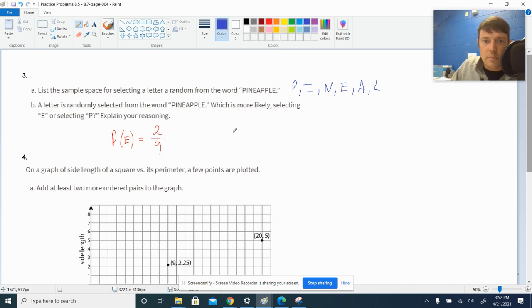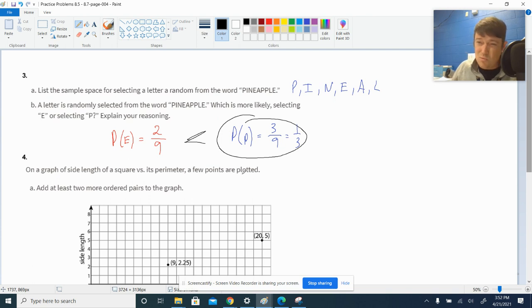Let's look at the probability that we pull out a P from this sucker. Okay. Still out of 9, but there's 1, 2, 3 P's. So technically that's a third of a chance. And clearly 2 out of 9 is smaller than 3 out of 9. So less than. What is more likely? Pulling out the P is more likely. Pulling out the P from the bag of letters.